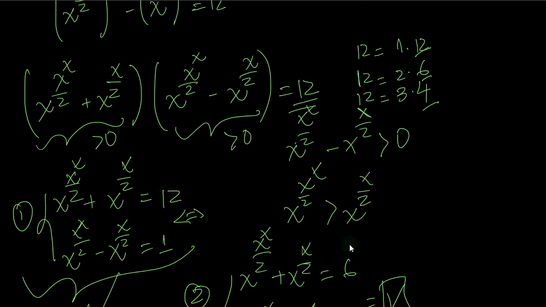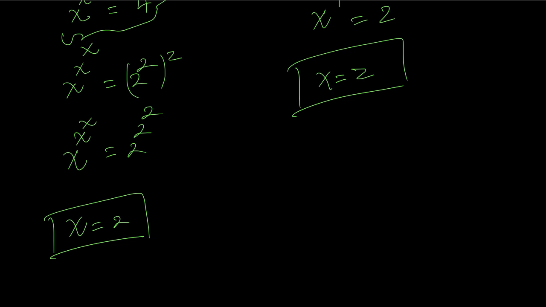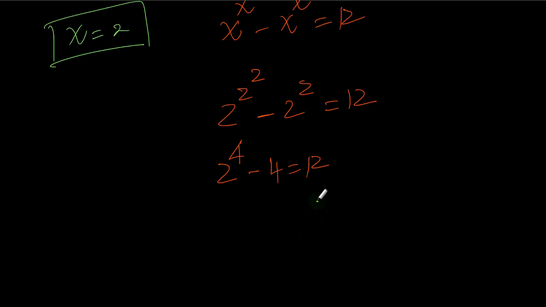And let's check here quickly, right? Checking our answer, we should have x^x^x minus x^x equals 12. So we're going to have 2 to the power of 2 to the power of 2 minus 2 to the power of 2 equals 12. From here we're going to have what? This is 2 to the power of 4 minus 2 to the power of 2, which is 2 to the power of 4 minus 4 equals 12. And then obviously we're going to have 16 minus 4 equals 12, and then 12 is equal to 12.